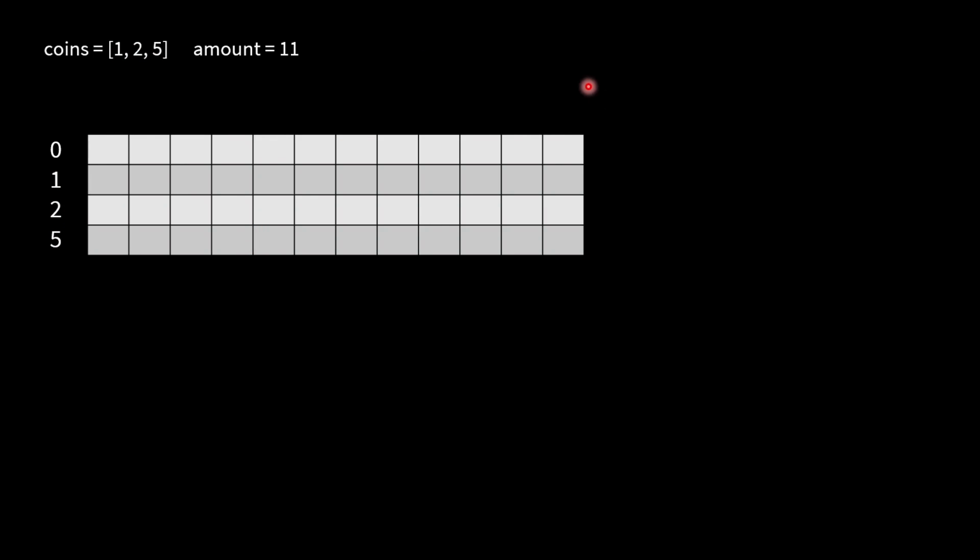And what will be the number of columns? The number of columns will be the amount plus 1, that is from 0 to the amount. So for this array, there will be 12 columns. Now at first we need to satisfy our base case, and after that, using the recurrence relation, we will try to fill up all the cells of this table, and at the very last cell we will get our required answer. Now let's see how we are going to solve it.